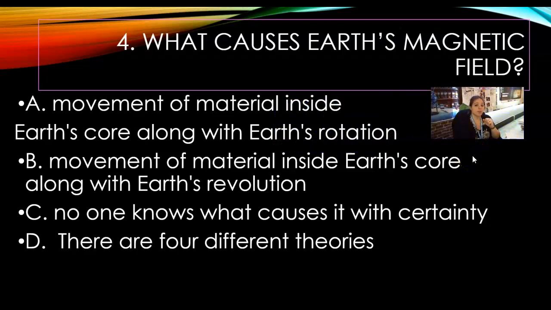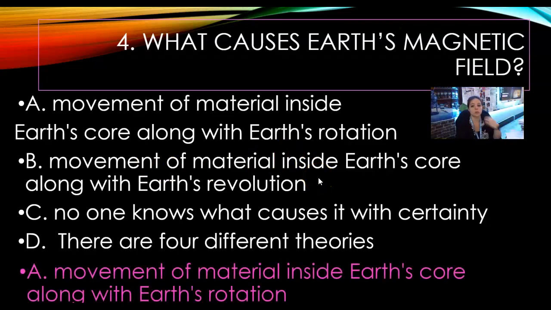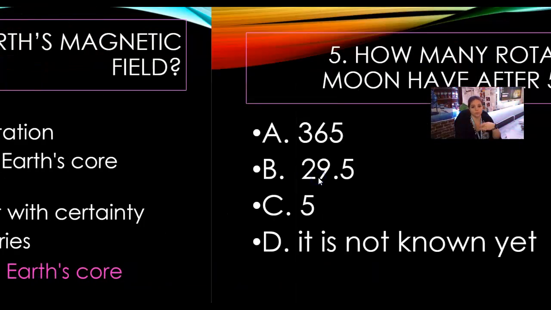What causes the Earth's magnetic field? Is it movement of material inside the Earth's core along with the Earth's rotation? Movement of material inside Earth's core along with Earth's revolution? No one knows what causes it with certainty, or there are 4 different types of theories. Well, this one, you know it's not C and D because we can figure it out. And it is movement inside the Earth's core. We just got to remember which one is making us spin. And that one's got to be rotation. So A. Revolution sounds like resolution. That's 1 year.